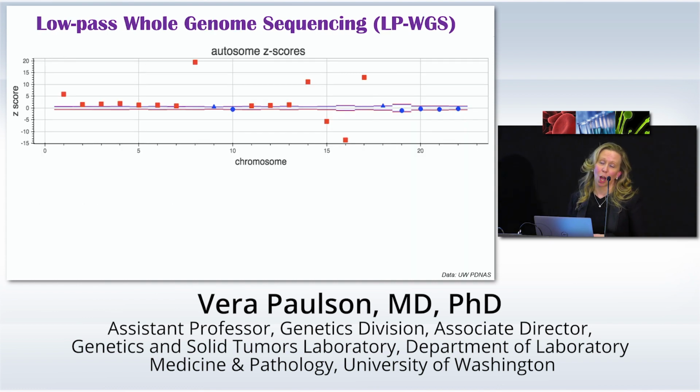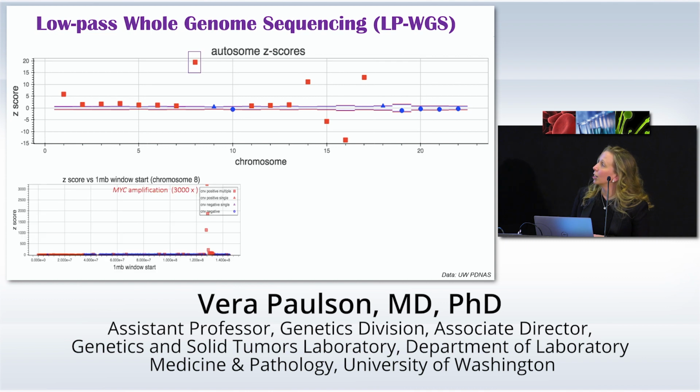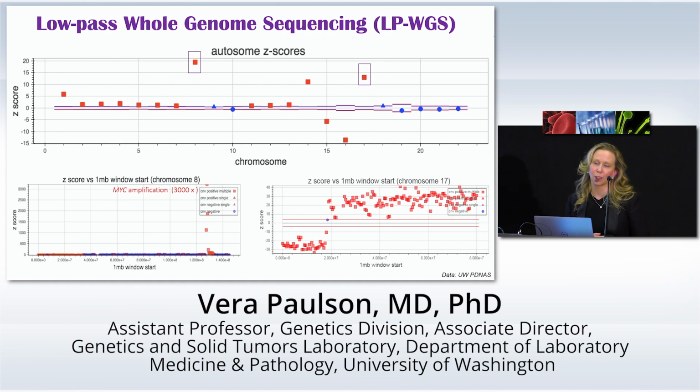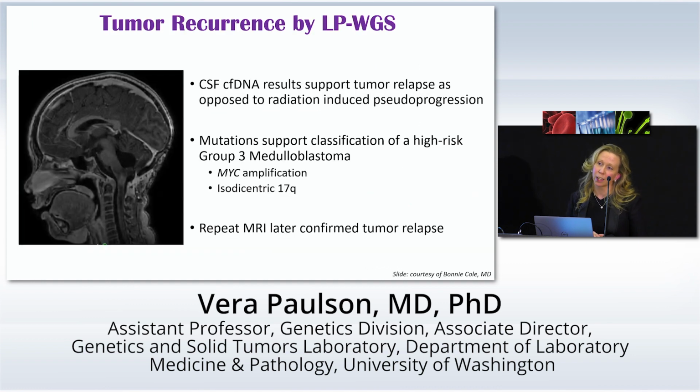And we see a number of copy alterations here, including MYC amplification, which is a poor prognostic marker in the context of an iso17. And so this was a group 3 medulloblastoma recurrence in this patient, and we were able to identify it earlier and MRI later confirmed. And so they could start making treatment decisions.